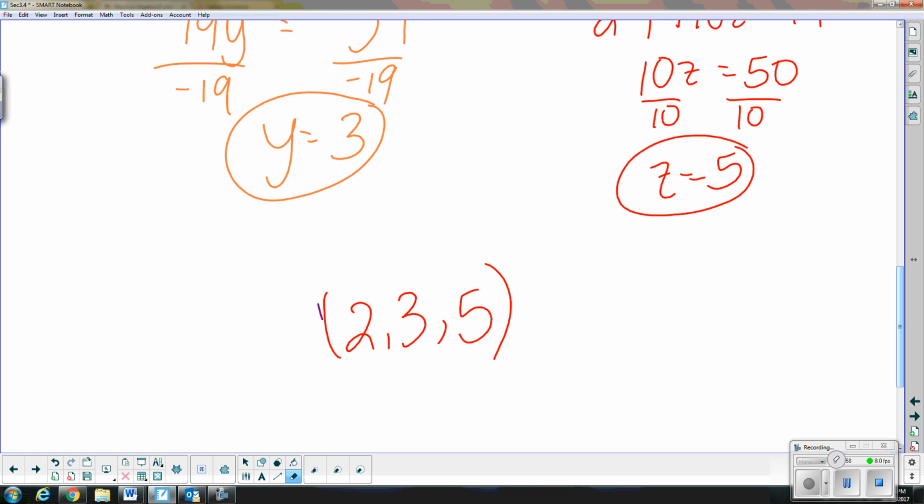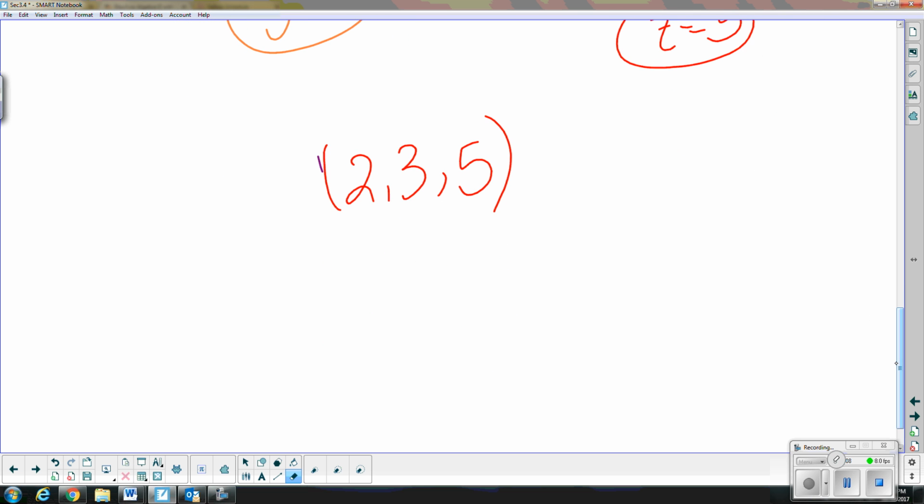We need to double check this because we used a lot of new equations. We didn't just stick to the original ones. So let's double check this. And this is quick. You can do this quickly on your calculator to double check.